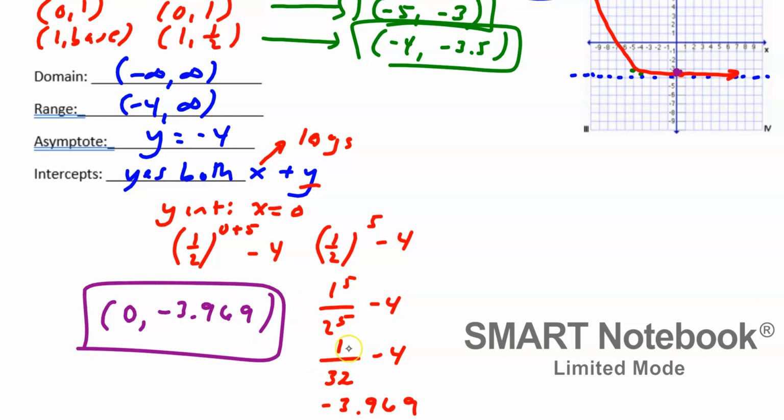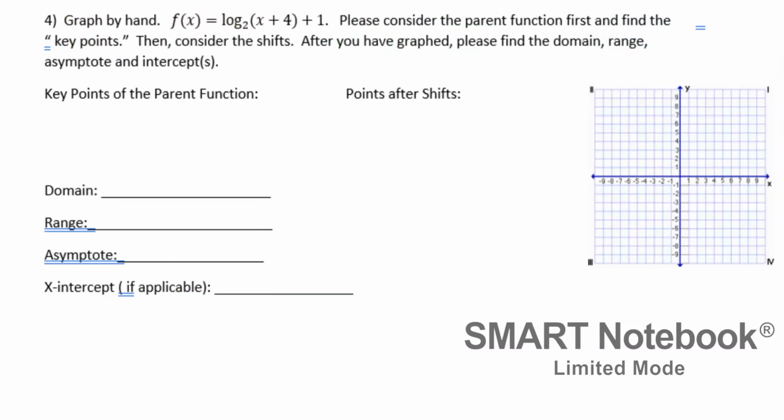You could also get a common denominator here and leave your answer as a fraction, but just because we're graphing, I think that decimals might make more sense in this case. The next example, graph by hand.